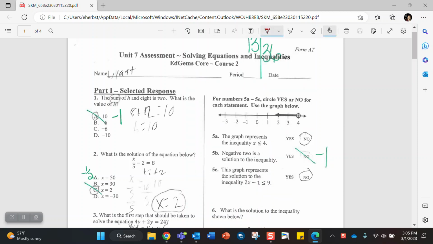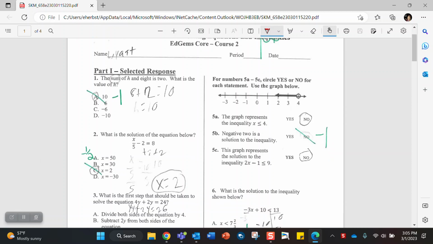I actually have his test. I scanned it in real quick, so you guys will have it at home to look over, plus I have it here to show on the screen. So we're just going to again go over the questions that he missed.